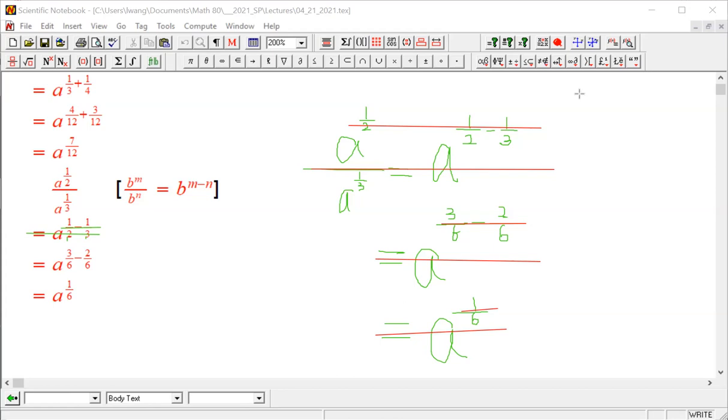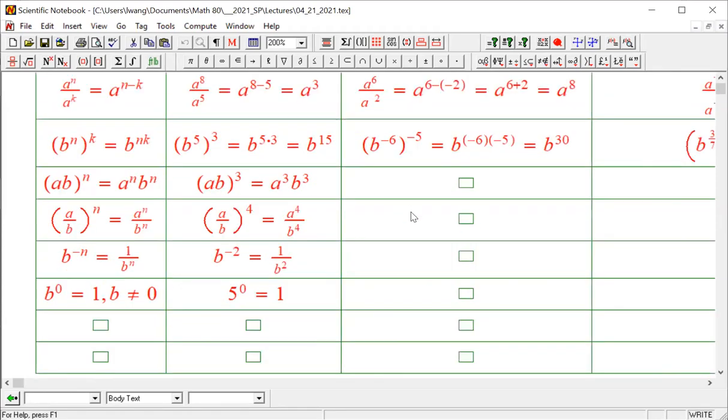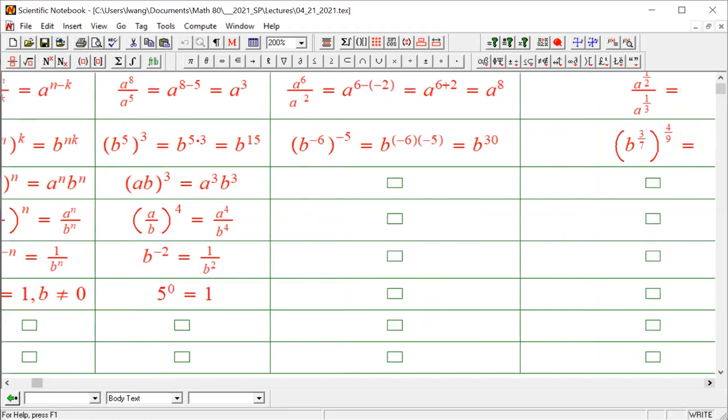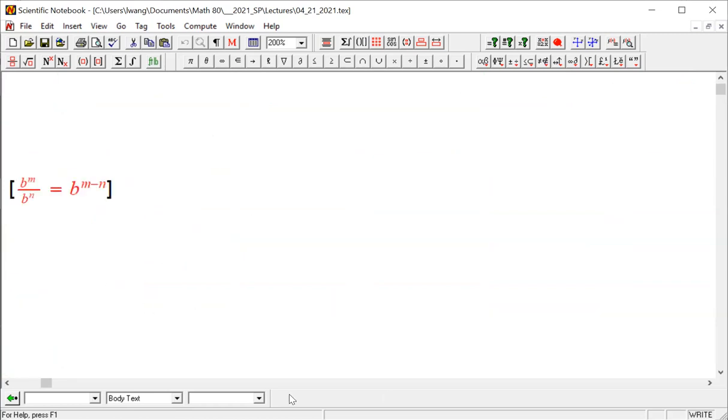Okay, so I'm going to put this away. And over here, we can just put it as a raised to the power of 1/6. Okay, we've done that. Now, the next one is multiplication of exponents.